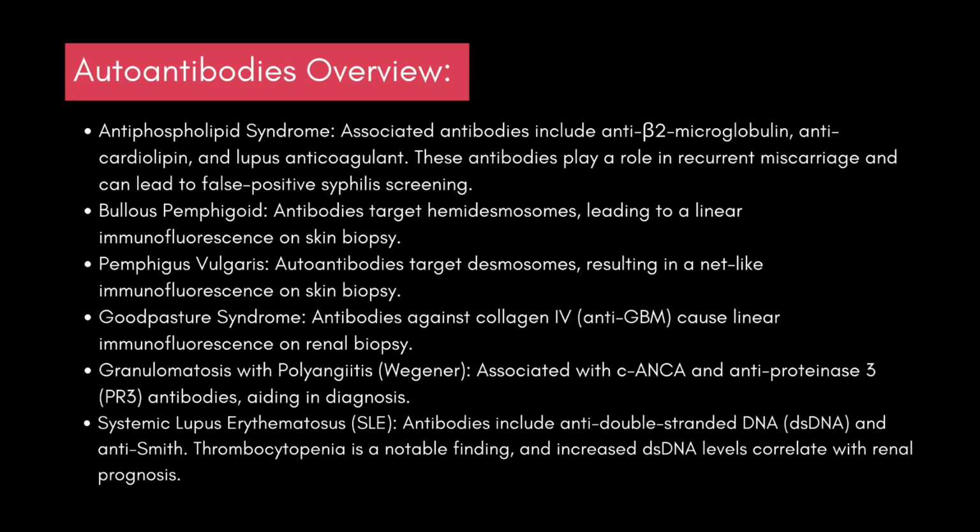Next, we have granulomatosis with polyangiitis, also known as Wegener. This is associated with C-ANCA and antiproteinase 3 antibodies, aiding in diagnosis. Systemic lupus erythematosus, known as SLE, is where antibodies include anti-double-stranded DNA and anti-Smith. Thrombocytopenia is a notable finding, and increased dsDNA, double-stranded DNA, levels correlate with renal prognosis. Moving on.